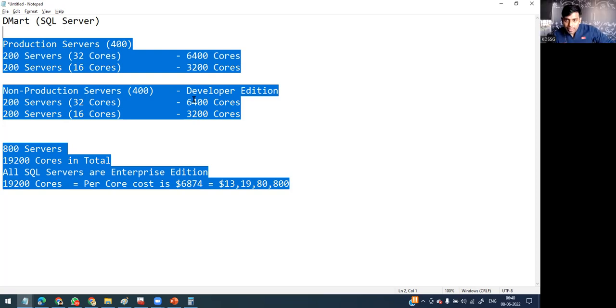OS license you will pay. For SQL Server, there is no license. By the way, there are two licenses that we have to pay. The operating system license is a separate cost. OS license, Windows license. SQL Server is a separate license. We are currently talking about the SQL Server license. There is no charge if it is developer edition.